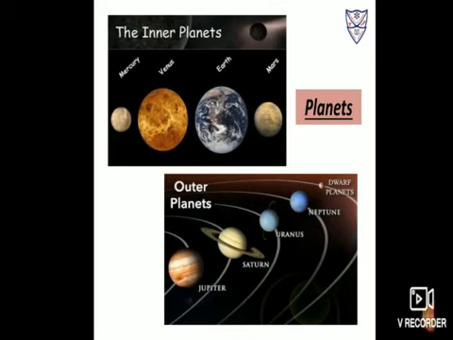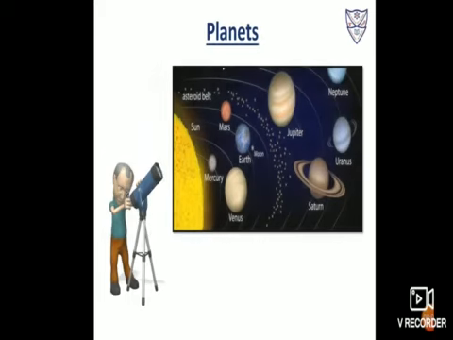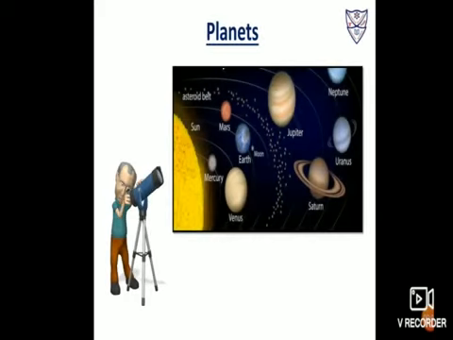Now students, let us discuss the characteristics, or we can say some important features, of the planets. A planet has no light of its own. It reflects the light of the sun. Mercury and Venus are visible early morning before sunrise in the eastern sky and early evening after sunset in the western sky. So Mercury and Venus are called morning and evening stars.